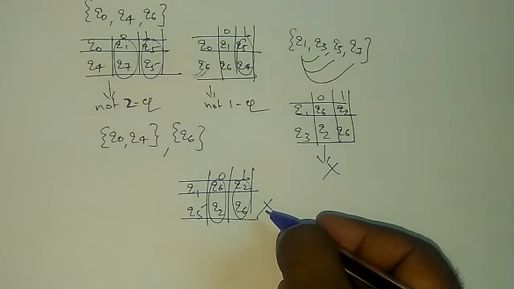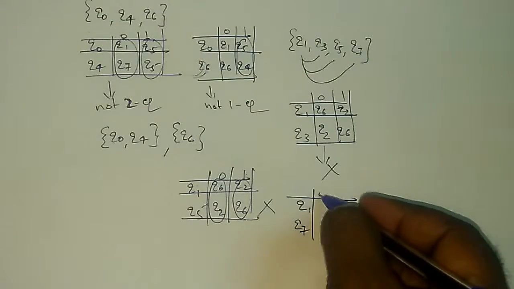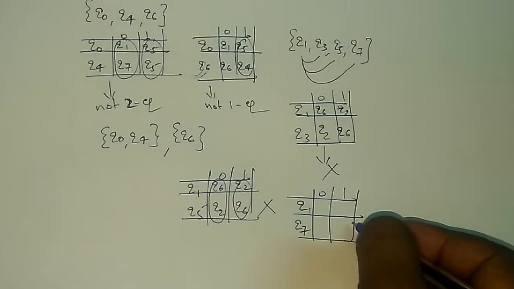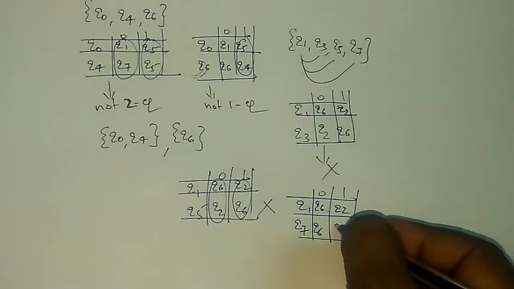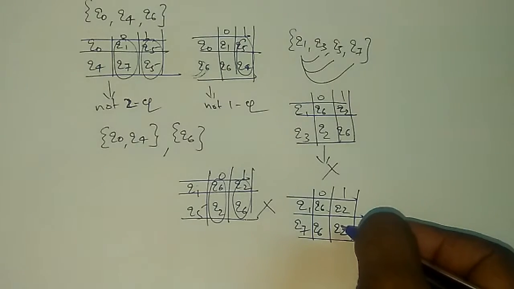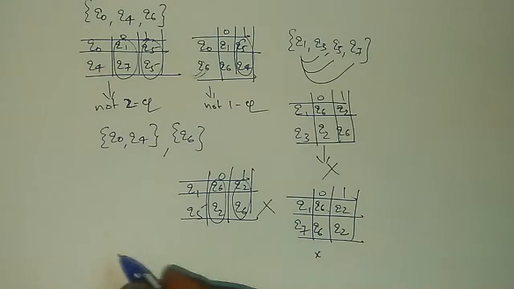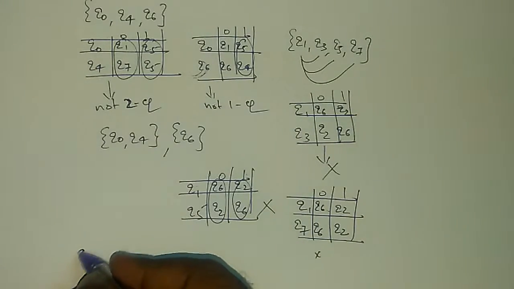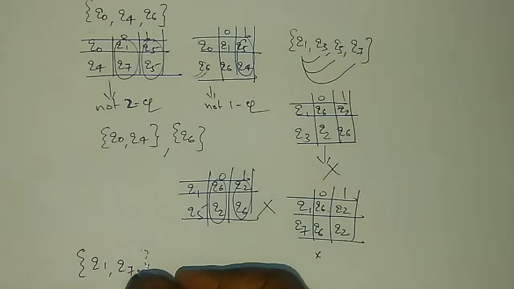Now Q1 is compared with Q7, 0, 1, right? So what do we get here? Q6, Q6, Q2, Q2. So Q6 is another set and Q2, Q2 is a different set. This is also not equivalent. So how do we divide this right now? We'll get Q1, Q7 as one set, and Q1 is already over.